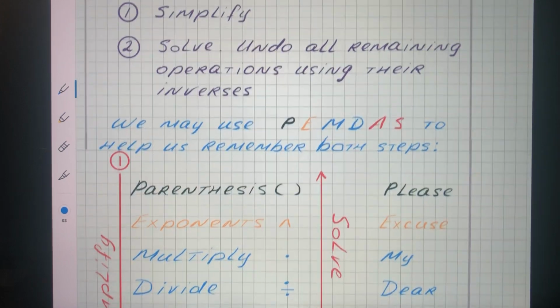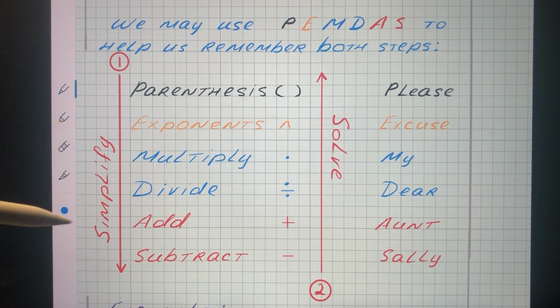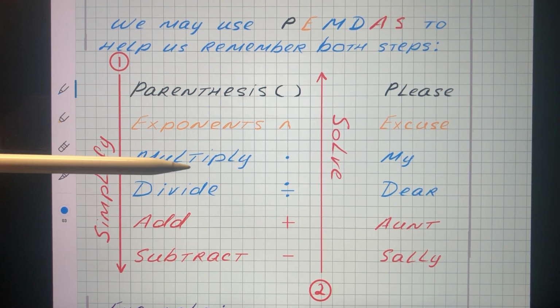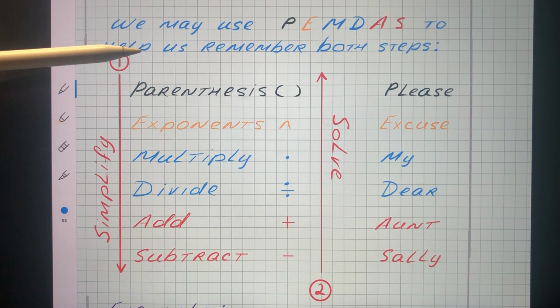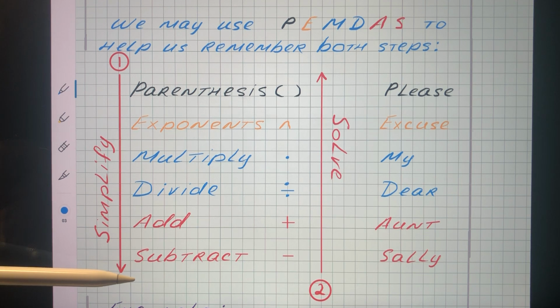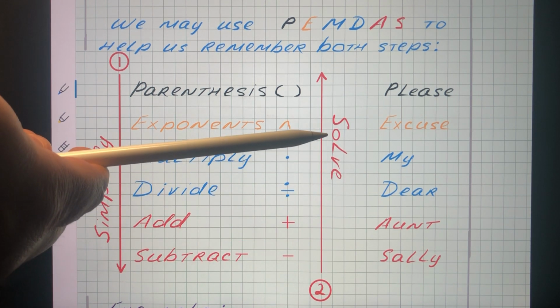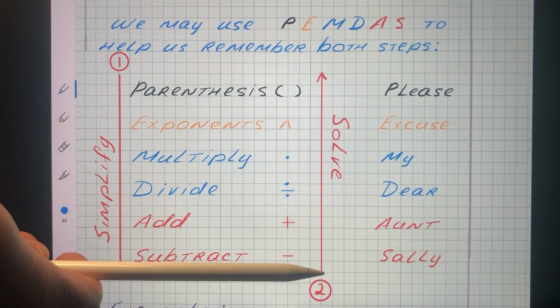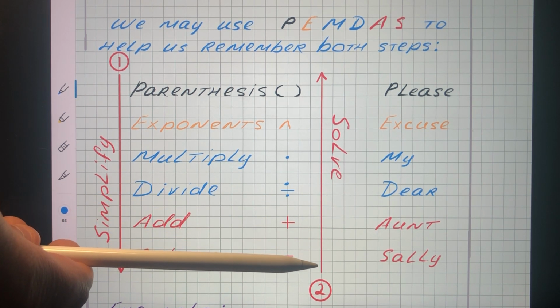PEMDAS stands for parentheses, exponents, multiplication, division, addition, and subtraction. The first step begins at the top, and we go through each one of these steps, and if we can do the step, we do it. If we can't, we skip over. By the time we finish, we will get the equation in the simplest form possible. Then we start at the bottom and we work through exactly the same steps, but in reverse, and we undo each one of the operations that are still left using their inverses.